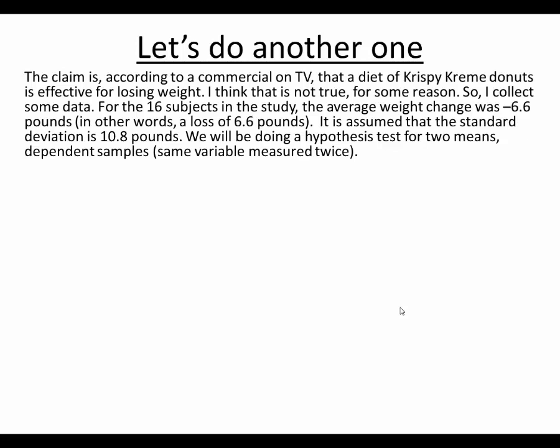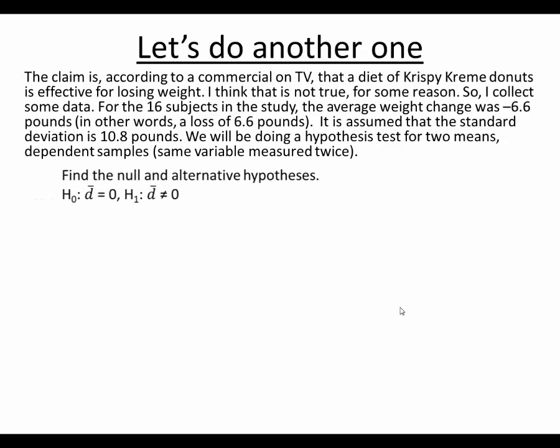So this is, again, a before and after. It's the same 16 people. Their weight is measured twice, so that gives us the dependent samples. And we're looking at the difference before and after, the average difference. Some people will lose weight, some people will gain weight, some people will stay the same, but we're looking at the overall average difference, or the average change.